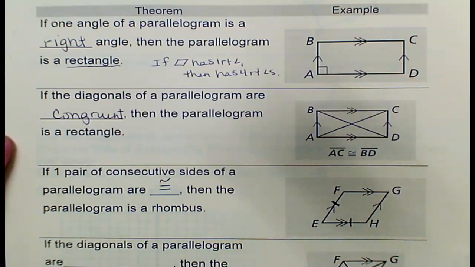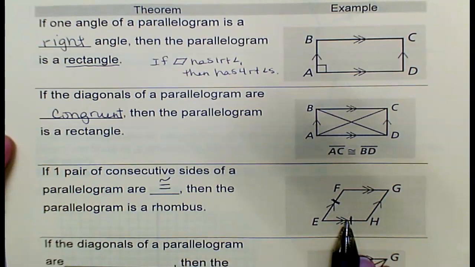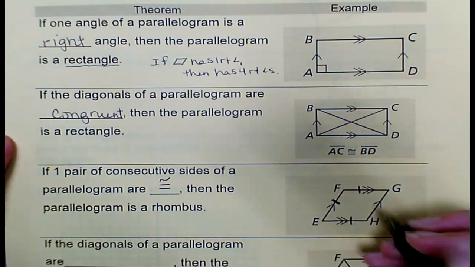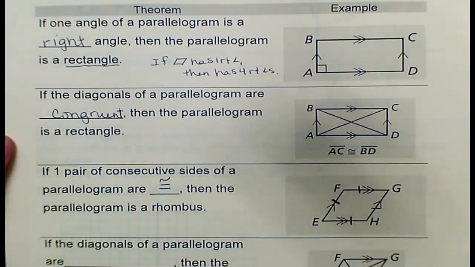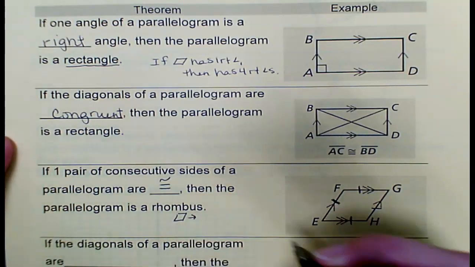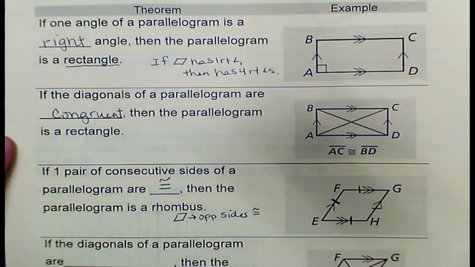Remember that on the day we talked about the parallelogram properties, we said that if your quadrilateral was a parallelogram, then opposite sides were not only parallel by definition, but they were also congruent. So if you have consecutive sides that are congruent, then this side and this side must be congruent, and this side and this side must be congruent. And that means that I have 4 congruent sides, and that's the definition of a rhombus. So this one is because if we have a parallelogram, that means that opposite sides are congruent.